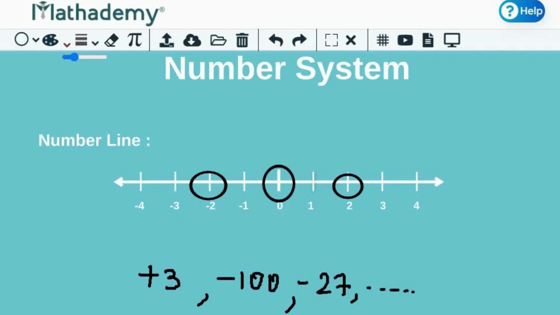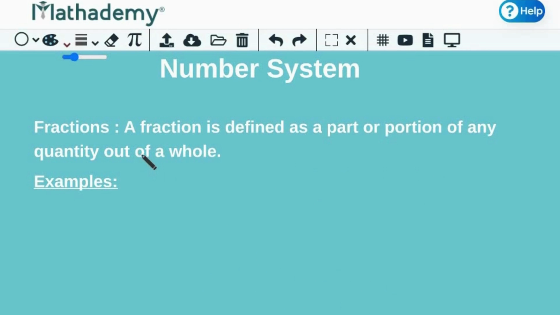Now let's talk about numbers that are not integers. The numbers that are not integers are called fractions or decimals. By definition, a fraction is a part or portion of any quantity out of a whole. For example, you have 5 slices of pizza and you have to share it with one of your friends. So there are 2 persons in total. That means each individual would get 5 by 2 slices of the pizza.